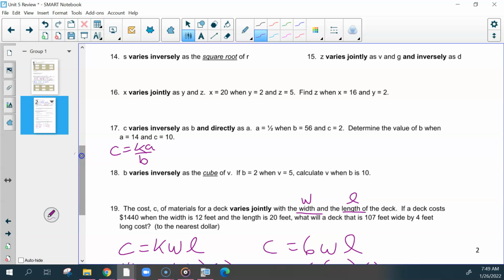And then you would find your value of K after you put in everything. So C equals 2. We don't know K. We know A is 1/2. And we know B is 56. You can do a couple different things. Multiply the 56 out. Simplify the 1/2 and the 56 first. Either of those. Find K and then find your other.